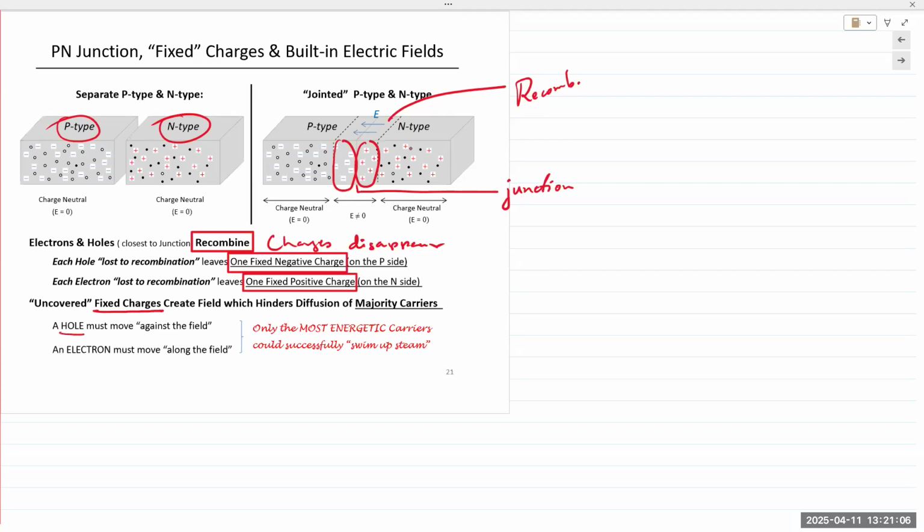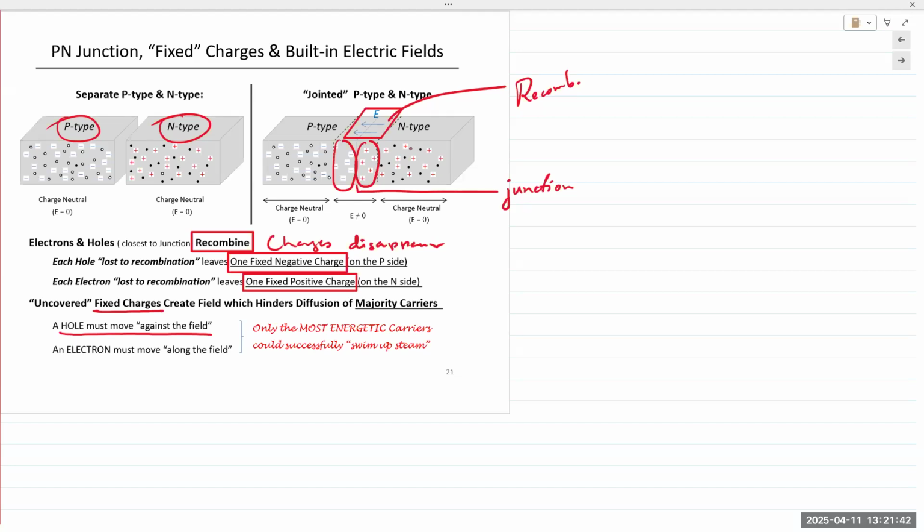So the reason that happens is because the hole must move against the field. Holes, positive charges, they love to move with the field. So in this, the field is going from left to right. Sorry, right to left. Okay. Right to left. Because you have positive charges on the right, negative on the left. So electric field is pointing in this direction, always from high to low. So if it's flowing in that direction, there are negative charges.